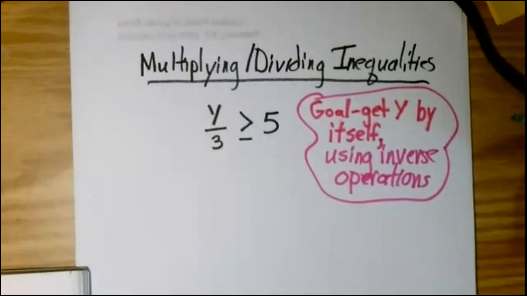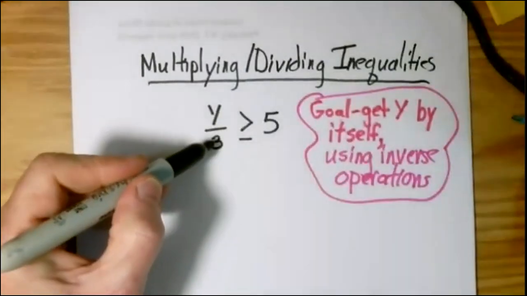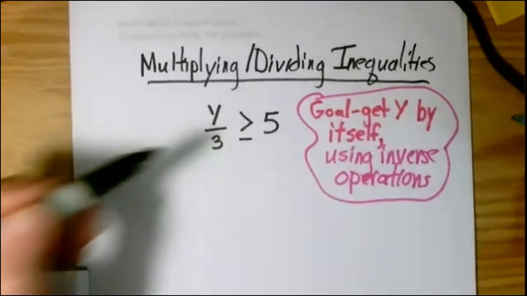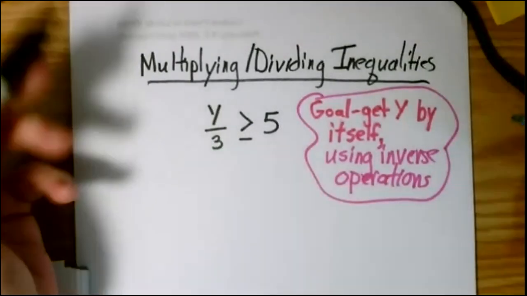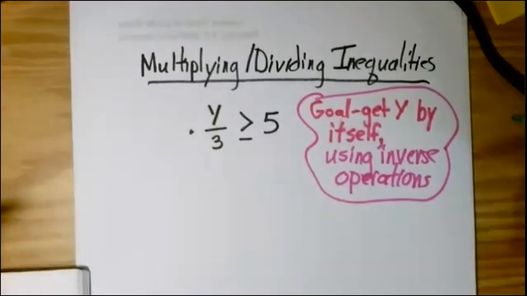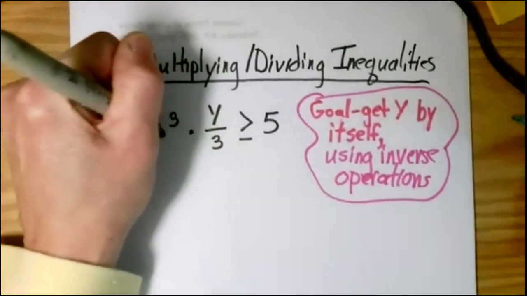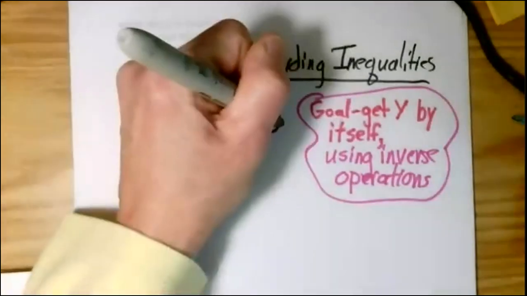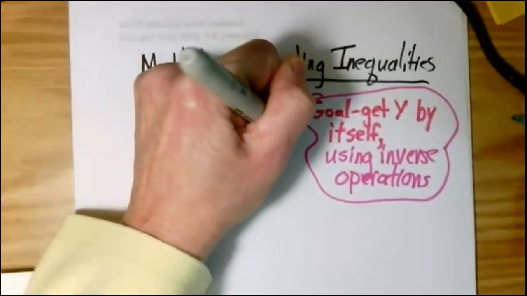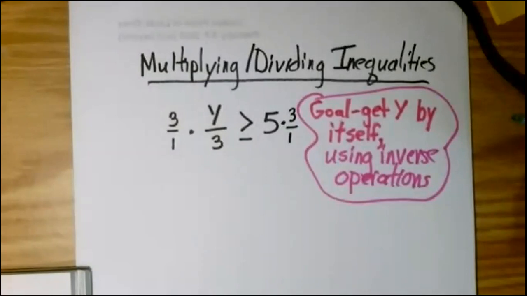So we have a problem of division, y divided by 3. What are we going to do to get y by itself? Well, we're going to use inverse or opposite operations. Since we are dividing by 3, we are going to multiply by 3 over 1. Whatever you do to one side, you need to do to the other side. So now let's see what happens when I do that.